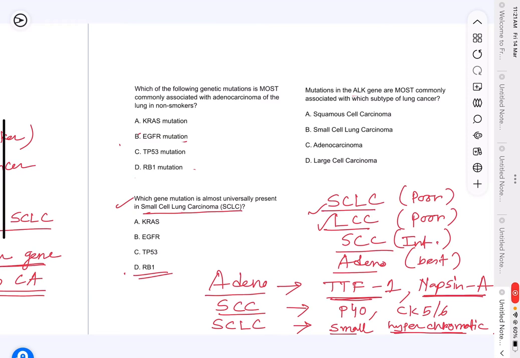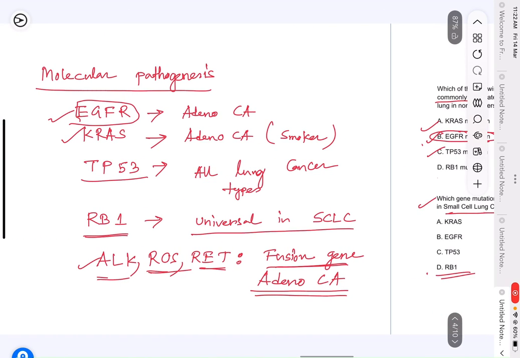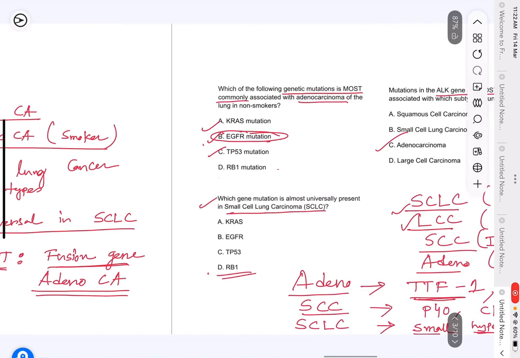Which is the most common gene mutation associated with adeno-CA out of EGFR, KRAS and TP53? It is the EGFR mutation. ठीक है. ALK ROS RET fusion gene is seen with adeno-CA. P53 is in all cancer types, and KRAS is seen with adeno-CA, but EGFR is most common.